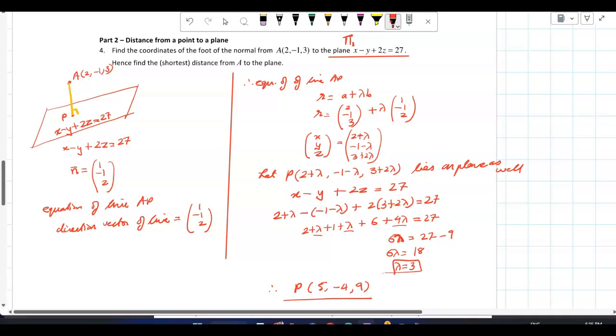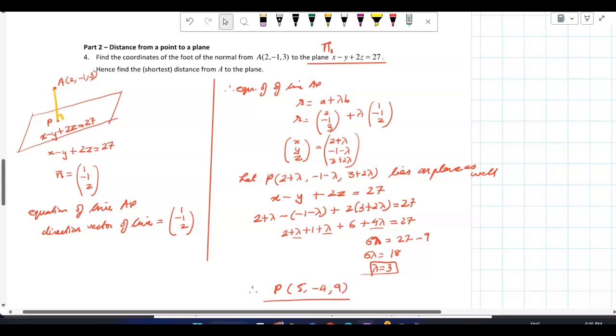And the shortest distance? We can just use the distance formula now, or you can find vector AP and find its magnitude. Anything is fine. I do it with vectors so that you remember AP is OP minus OA and all that. You can also use the distance formula, but I'm trying to remind you of vectors every time.